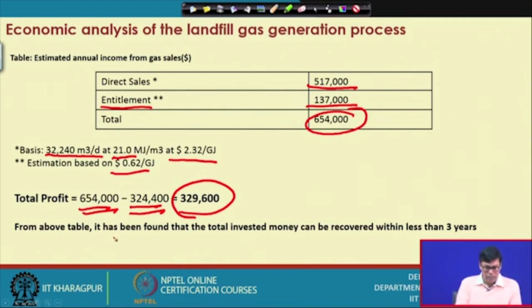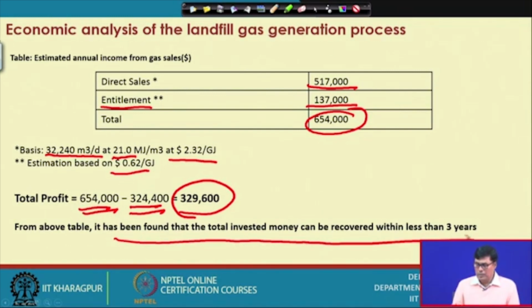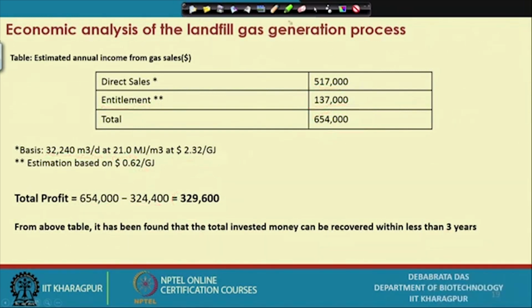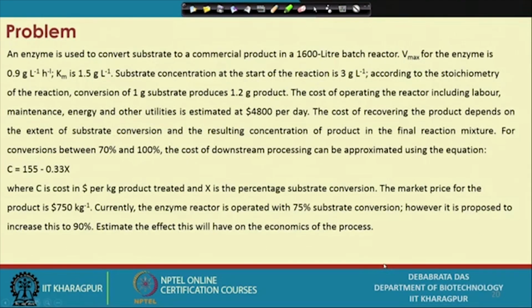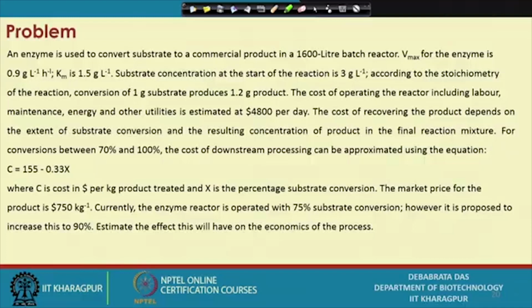From the above table, it has been found that the total investment money can be recovered within less than 3 years. I told you the age of a landfill is usually 5 to 10 years. That means for the remaining 2 to 7 years they can run with profit. Now there is another enzymatic process problem that we work out, to see how you can find out the economy of the process. This is a little bit different compared to what we have done in the previous part.